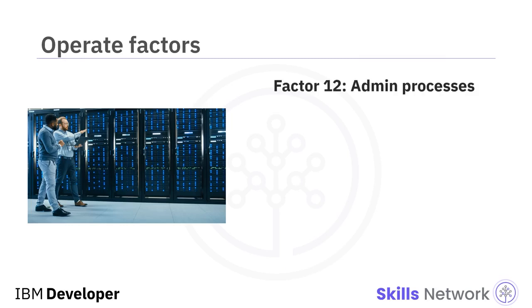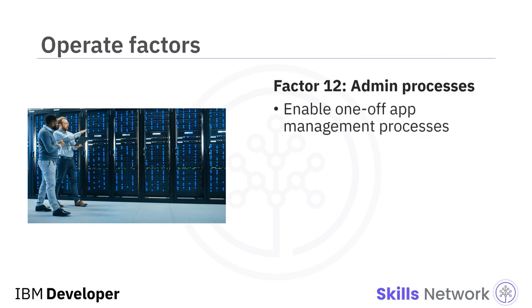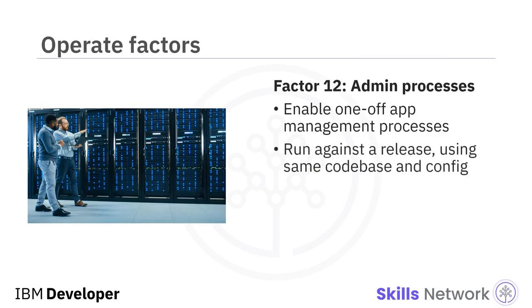Finally, the last factor is Factor 12, admin processes. Admin processes are one-off processes for managing an app, such as database migration. Admin processes run against a release using the same codebase and config. Additionally, the application code should include admin processes so that they remain synchronized with the app.